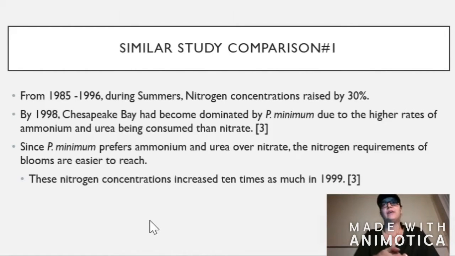This paper did give a great start to the discussion of harmful blooms. However, it didn't really go into possible solutions for the future and how to prevent blooms from expanding even more. So when I looked up similar studies, this has been a problem for a while, as we can see in another study done by Dr. Gilbert and their colleagues, from 1985 to 1996, during most summers, nitrogen concentrations actually raised by 30%.